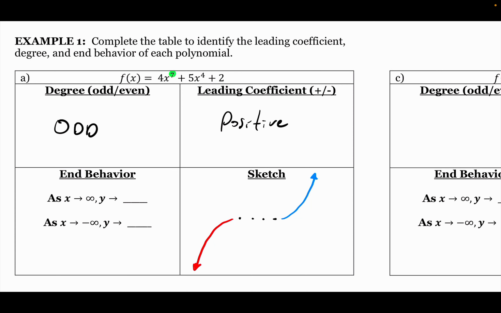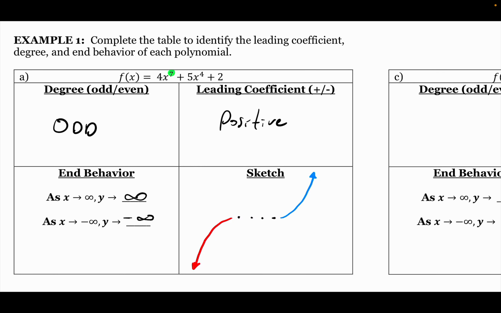As I move to the right, which way is the arrow going? Up or down? Up. It's going up. So that means this guy is going to be positive infinity. As I move to the left, the arrow's going down this time. That's negative infinity. Done.